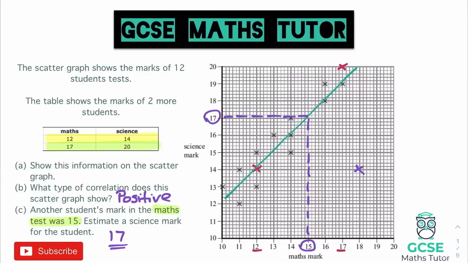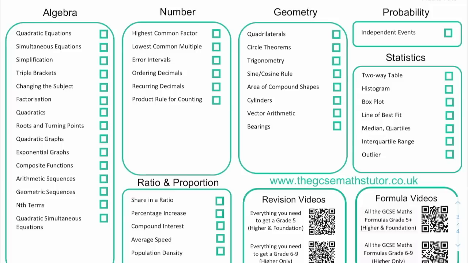Likewise, we might be asked to predict somebody's mark that got 21 on their maths mark. Now this graph obviously doesn't go up to 21, maybe 21 wouldn't exist on this test, maybe it only went up to 20. But let's say the test was out of 30 and it said to predict somebody's science mark that got, I don't know, 25 on their maths mark. Now we would have to say in that situation that we couldn't, because it's outside of our data and it's outside of the graph, so we couldn't actually make that prediction because we don't have any data in that particular range. Okay, and that is the end of the paper 3 revision video.